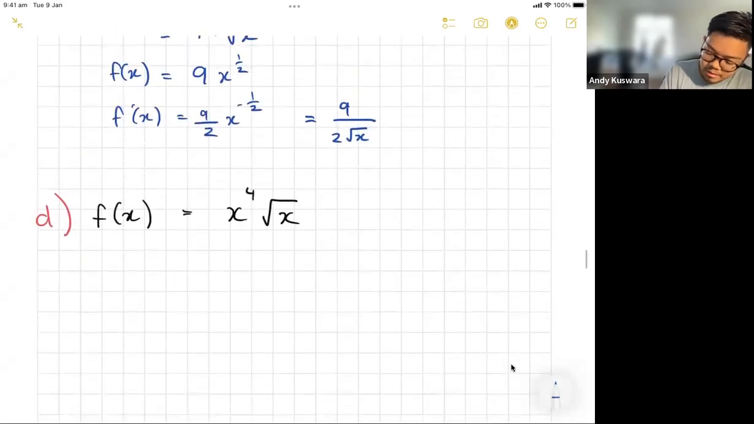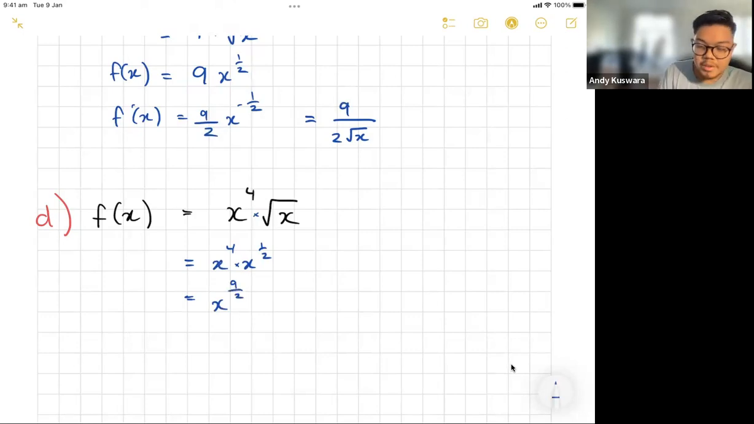Let's do another one. This one's interesting because technically it's two things times together. It's x to the power of 4 times the square root of x. Whenever I see any square roots, write it as an indice. So it becomes x to the 4 times x to the 1/2, and hopefully you remember this is an index law. I add the powers together, so it'll be 4.5, which is the same thing as 9 on 2.